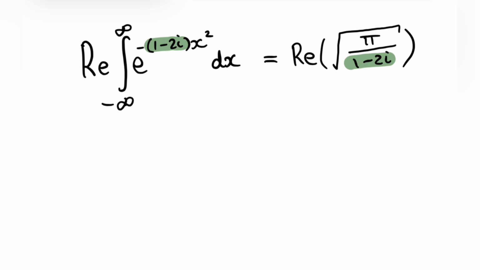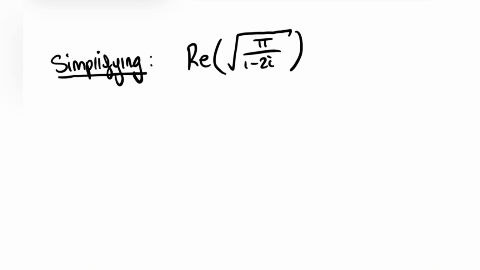Now, here's the thing. We've technically got an answer. The real part of root pi over 1 minus 2i is a number, right? It does just give you a number. So technically this would be, I guess, okay as an answer, but I'm not happy with it. I want to find what the actual result is simplified. Okay, so we're going to be simplifying the real part of root pi over 1 minus 2i.